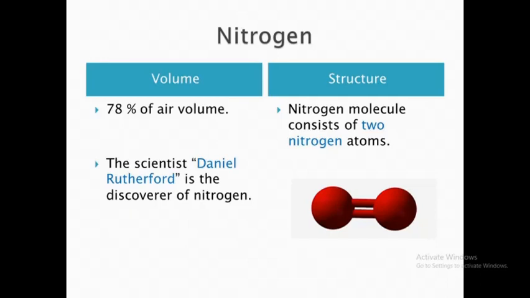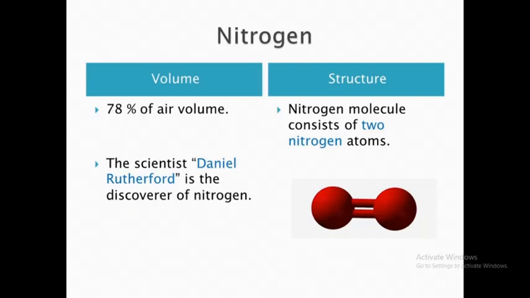Its symbol is N2. Nitrogen is found in a diatomic shape, and diatomic means two atoms. So the nitrogen molecule consists of two nitrogen atoms, and its symbol is N2. And the discoverer of nitrogen, the man who discovered nitrogen, his name is Daniel Rutherford. So Daniel Rutherford is the discoverer of nitrogen.